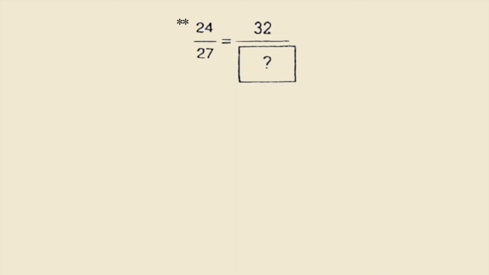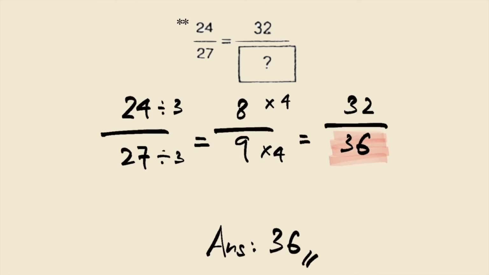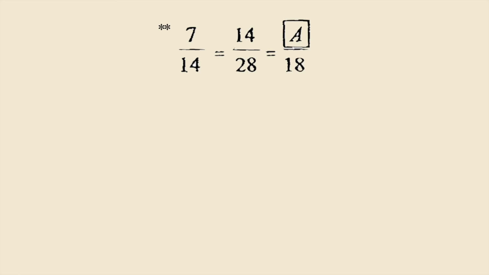So we'll turn 24 to 32. We'll divide by 3, top and bottom, giving us 8 over 9. Then we'll times 4, top and bottom, 32 over 36. So the answer here is 36. Ooh, okay. Well, this is pretty easy to figure out. What happened here? We're just multiplying by 2 top and bottom, yeah?